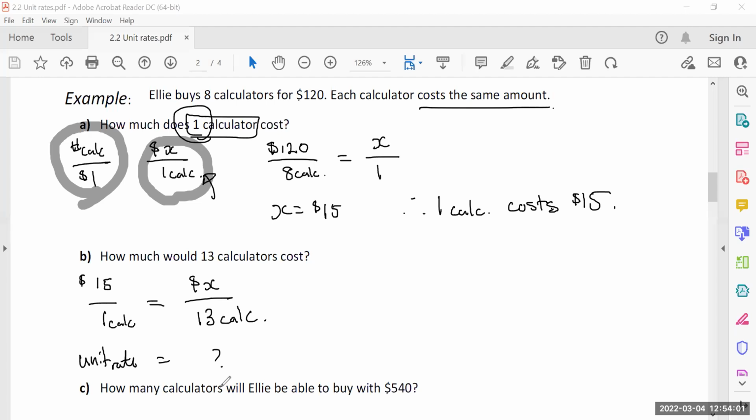Straightforward. 7? 195. How'd you get that? Here it is. So this is what I mean by the algebra. Some people are like, oh, 1 to 13, we'll multiply by 13. 15 to unknown, multiply by the same thing. But I'm going to try to push you to do this in the algebraic way.